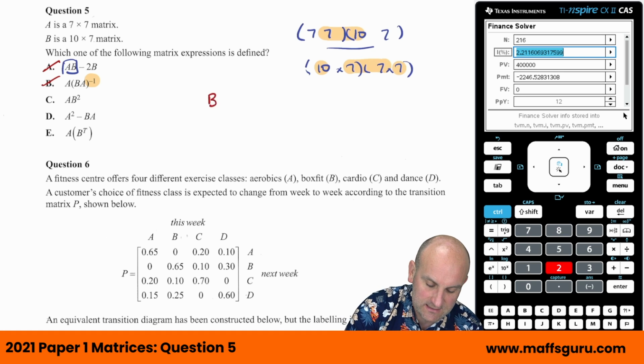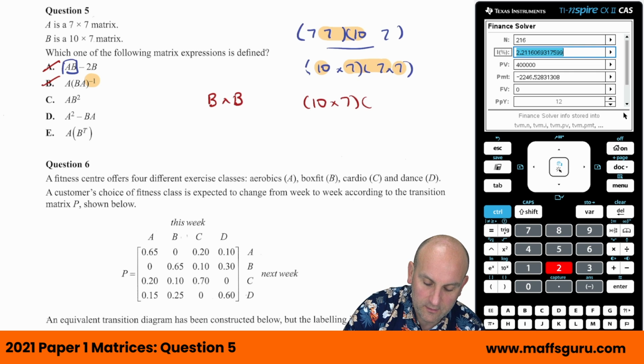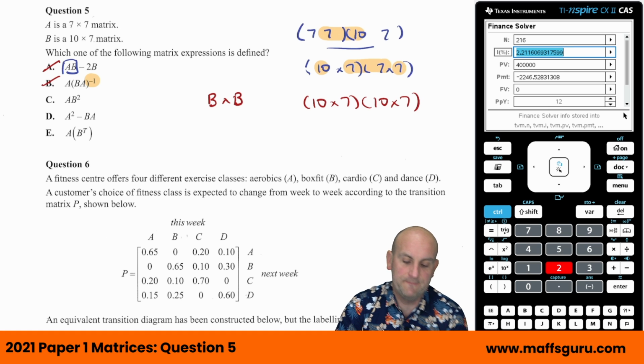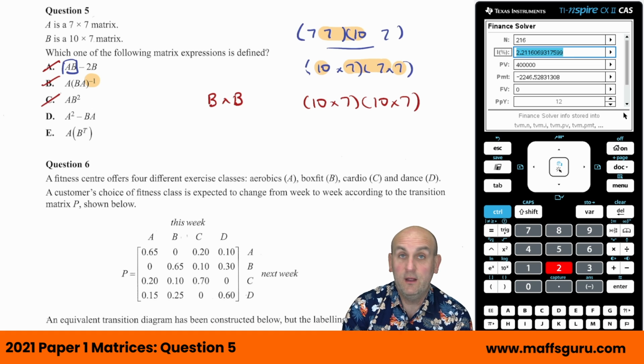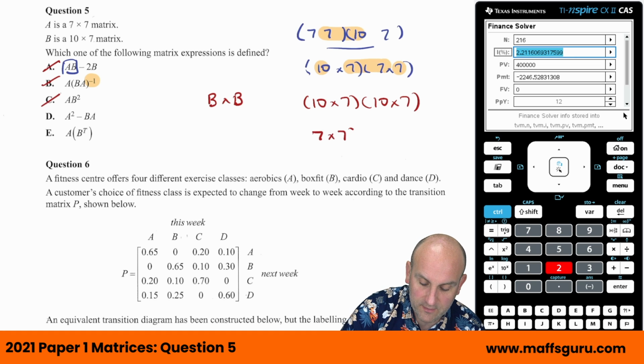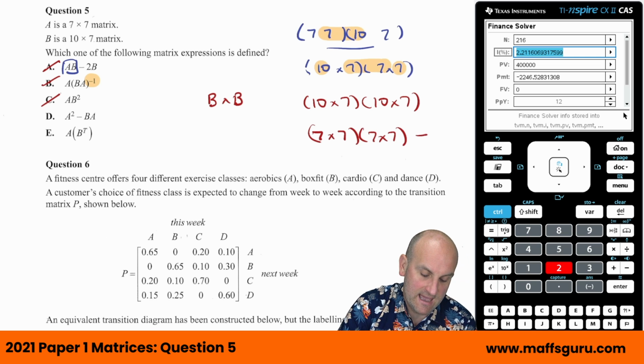So B squared is the same as B times B. Well, what would we have there? A 10 by 7 and a 10 by 7. So again, no, that's not possible. A squared, can we do that? Well, we now know that we can do A squared because we've got a 7 by 7 multiplied by a 7 by 7. That's going to work. And then we're going to minus BA.